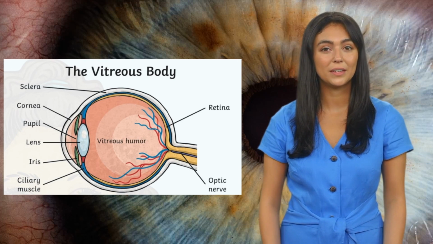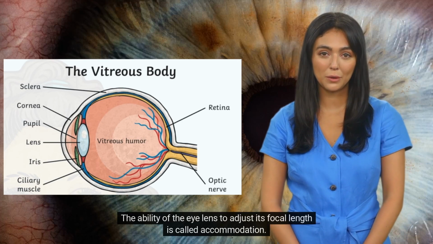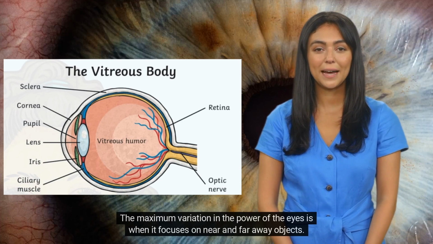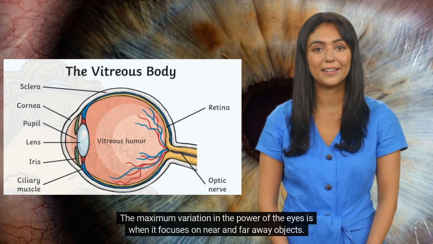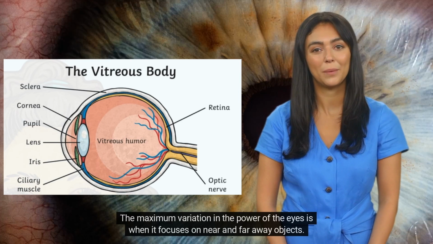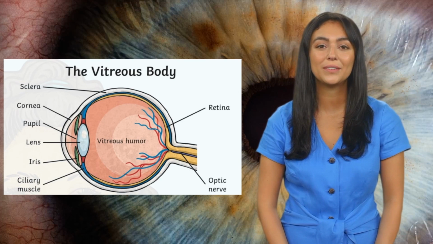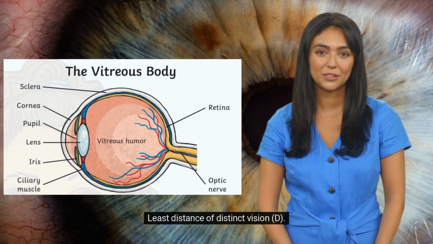Accommodation. The ability of the eye lens to adjust its focal length is called accommodation. Power of accommodation. The maximum variation in the power of the eyes when it focuses on near and far away objects. For a young adult, the power of accommodation is 4D.